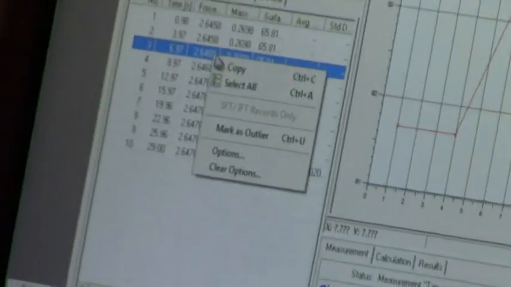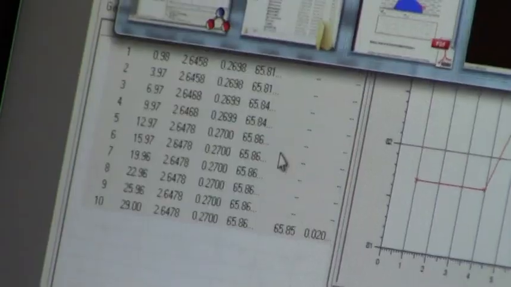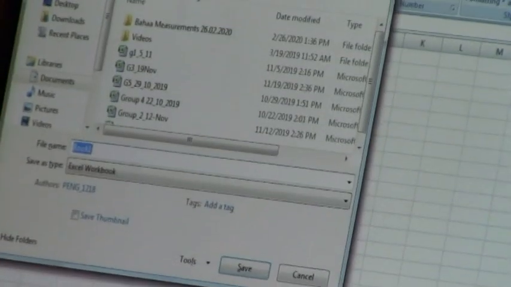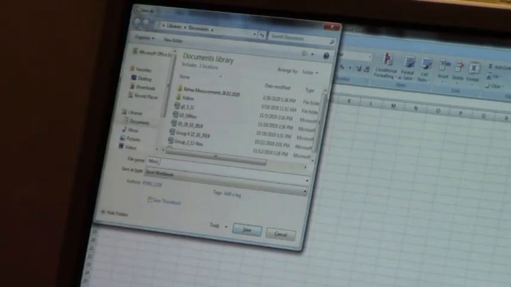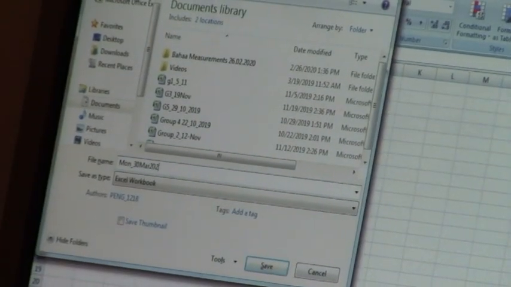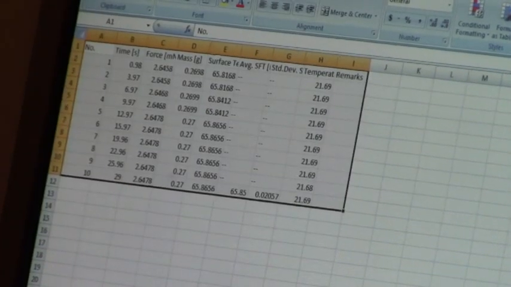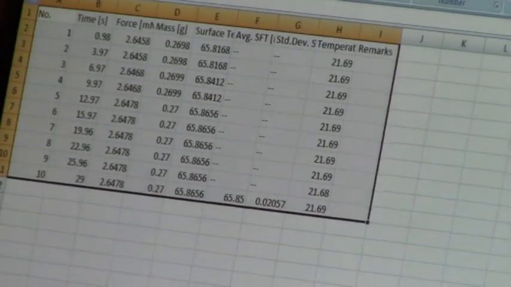These are 10 points, as you see. I select it all, copy, and then take it to this blank sheet and empty file. I paste it. I save the file by today's name, Monday, 30 March 2020, and name this sheet as an SFT for surface tension.